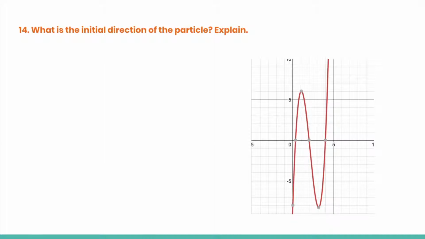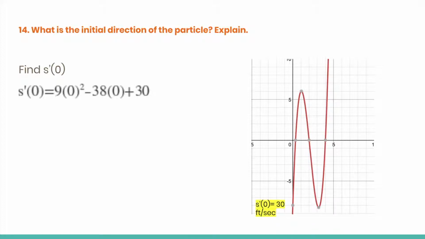And the last question, number 14, is, what is the initial direction of the particle? For this problem, you must find S prime of 0. So you can plug 0 into the velocity function, and when you do that, you get S prime of 0 equals 30 feet per second, and since this is greater than 0, the initial direction is to the right.